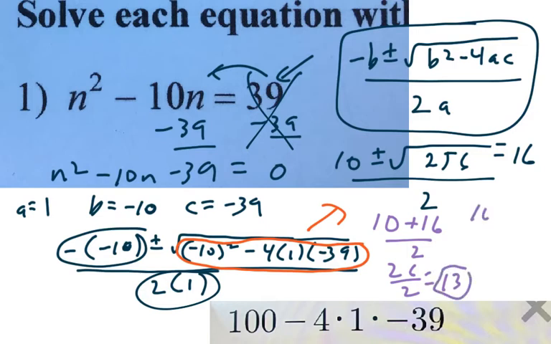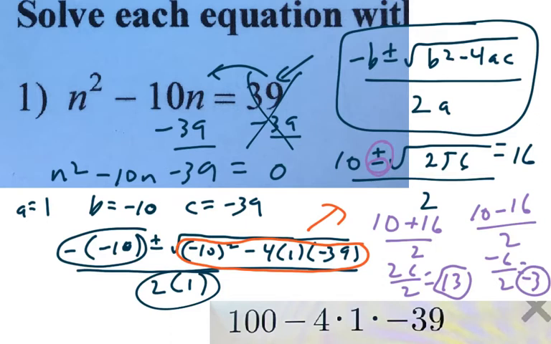We also are going to take the 10 and we're going to do the minus. That's what this plus or minus means. We're going to do a plus, then we're going to do a minus. We're going to get two answers. The plus answer, now we're going to do the minus answer. So we're going to minus the 16 and divide by 2. And negative 6 divided by 2 is negative 3.